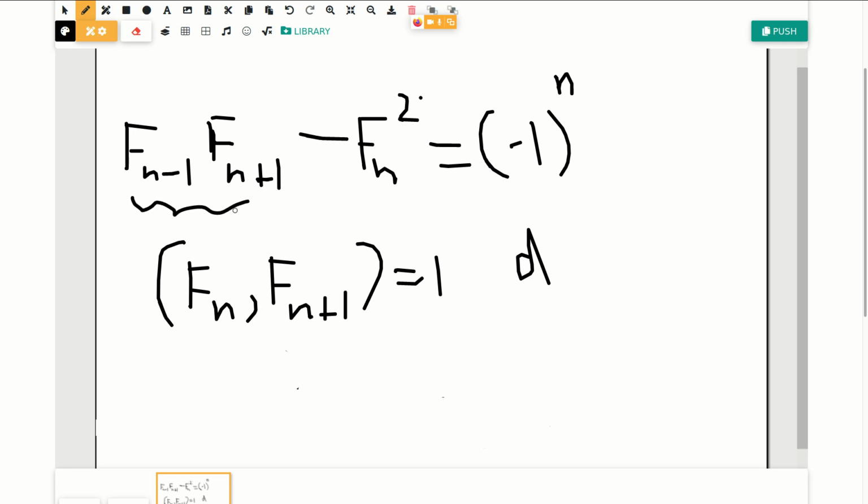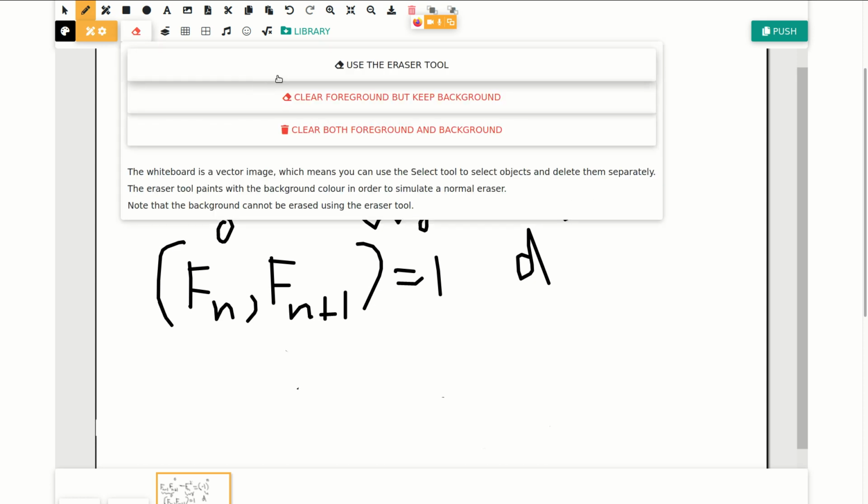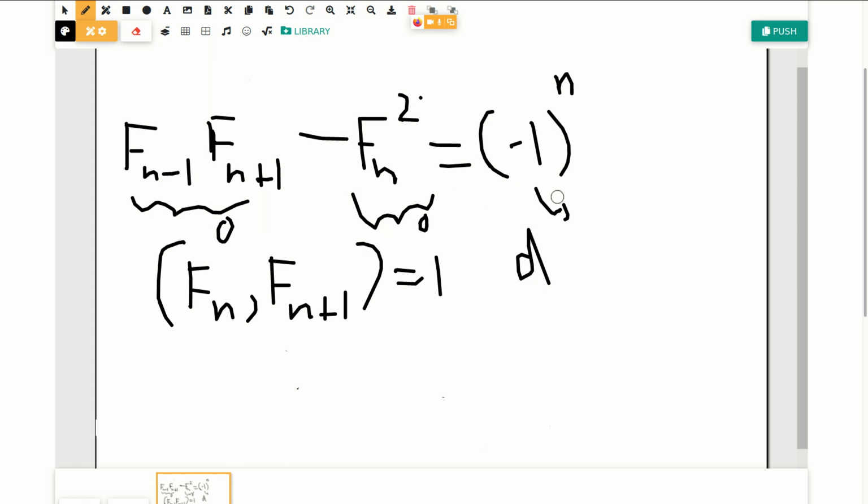Then this value modulo d would come out to be 0 because it divides fn plus 1, and this value would also come out to be 0 because it divides fn, of course. So the left hand side comes out to be 0 under modulo d, but the right hand side would come out to be minus 1 or plus 1 under modulo d, because it's not possible for any number greater than 1 to divide minus 1 to the power n. So this leads to a contradiction, and we arrive at the result that any two consecutive Fibonacci numbers have to have the GCD equal to 1.